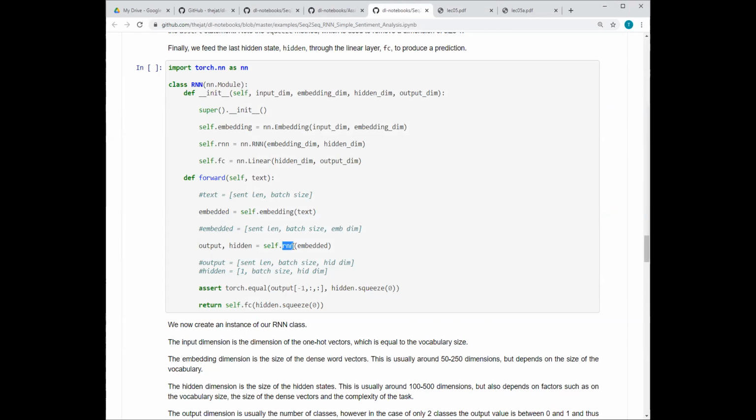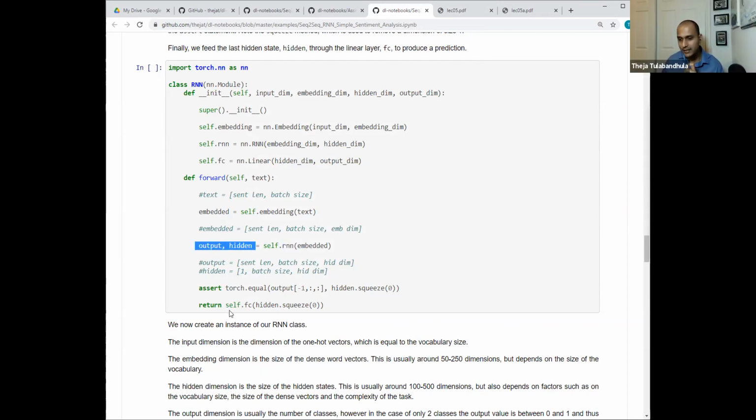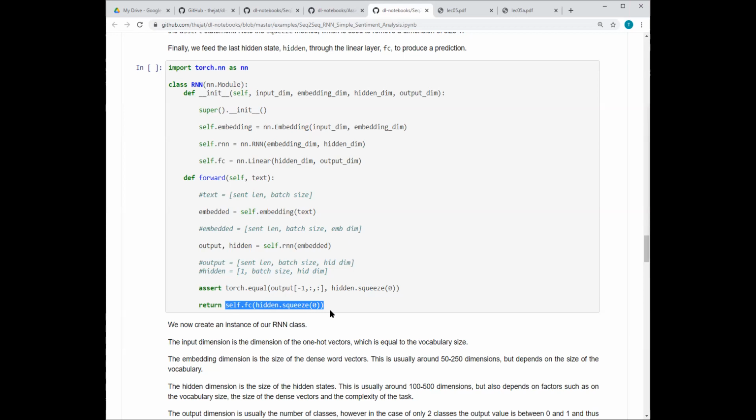So is output the Y's or the H's? No, as I said, it's the H's. And once you pass it through the fully connected layer, that's the Y's. Okay, got it.